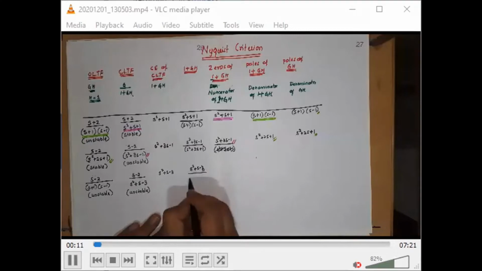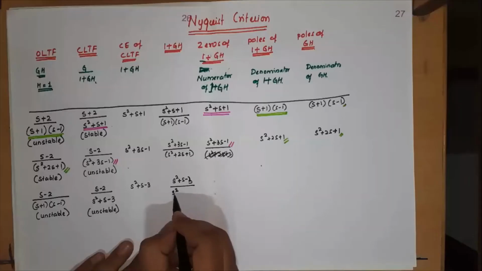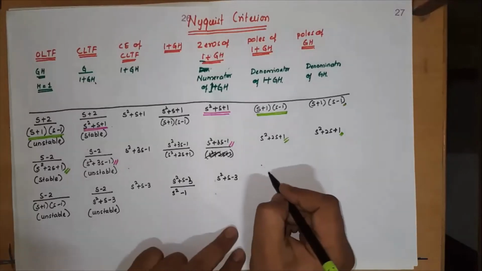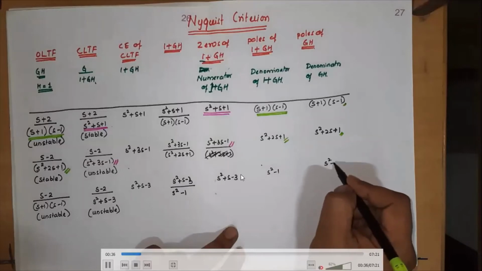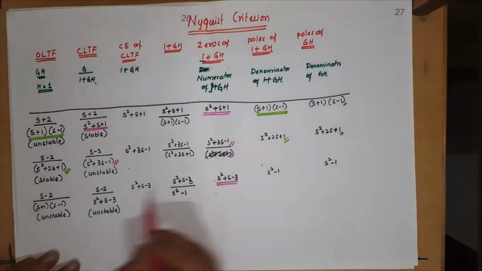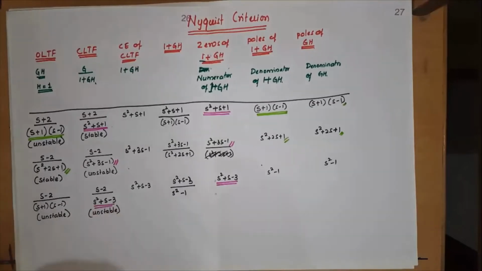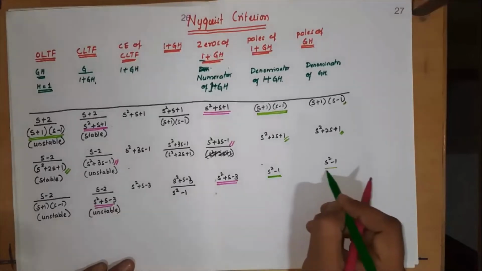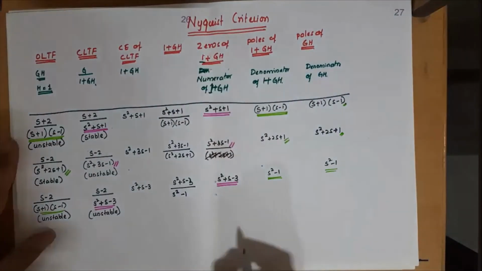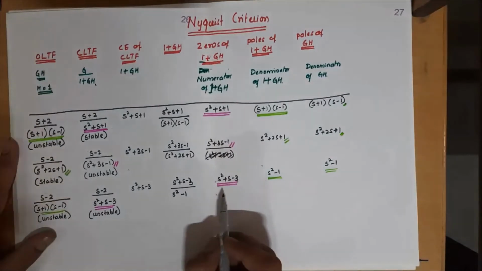Similarly, I will write the 1 plus gh part, and then zeros of 1 plus gh, which is the numerator of 1 plus gh, and lastly poles of 1 plus gh and poles of gh. Okay. So these are all prerequisites. I repeat once again, these are all prerequisites for understanding the Nyquist criterion. For a thorough understanding, these are required.